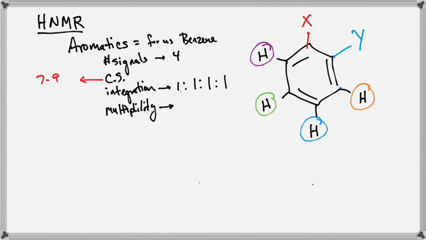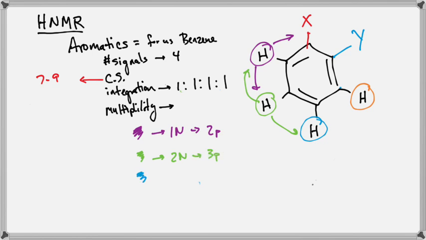What's going to be the multiplicity? What does the purple one see? Within 3 bonds, we're looking at either X or the green H, which means it has 1 neighbor, which means 2 peaks. What does the green one see? 2 neighbors. It sees the purple and the blue, which means 3 peaks. What does the blue one see? 2 neighbors, which means 3 peaks. The orange one sees 1 neighbor and 2 peaks.